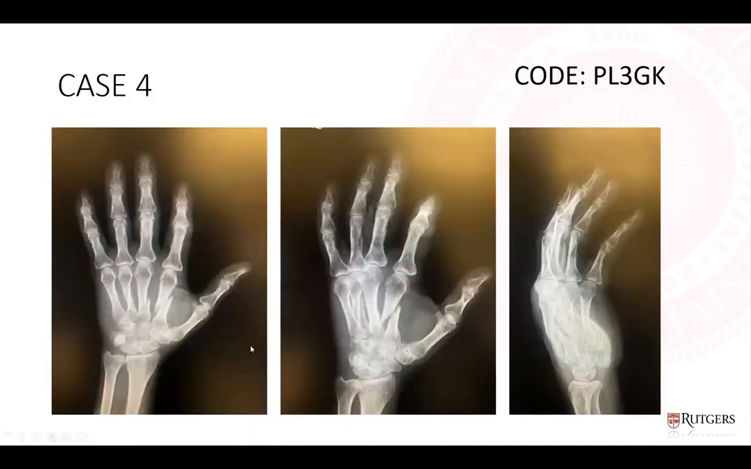Case 4. This is a hand series showing 2nd through 4th metacarpal shaft fractures. The second is kind of a short oblique. The third, the long finger, is more of a base fracture, proximal shaft fracture, and the ring finger is kind of a long oblique.